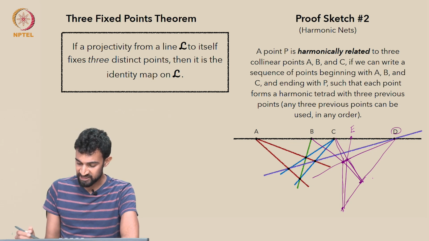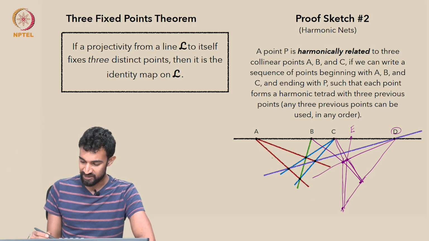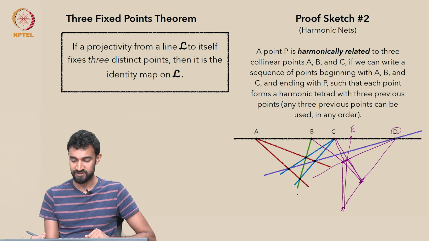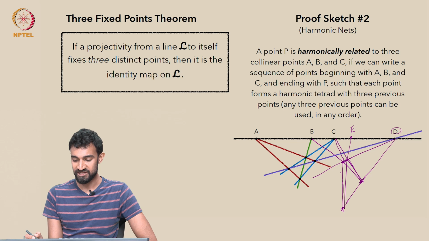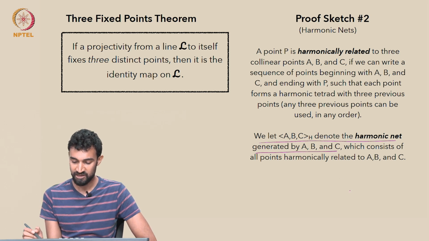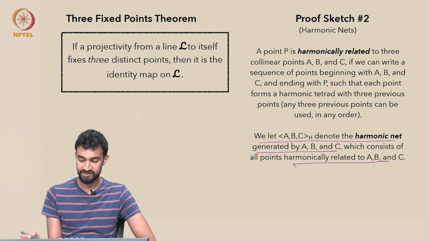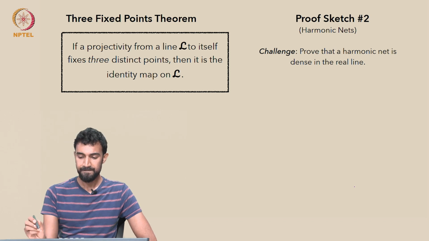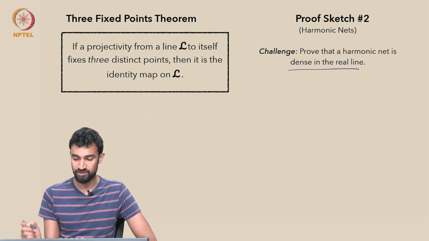And so on. We can keep adding new points this way that are harmonically related to existing points by doing more and more of these harmonic relations. It's obviously kind of cumbersome to actually do, but the interesting thing is that we can consider the set of all points generated by A, B, and C harmonically, which is called the harmonic net of A, B, and C. And it consists of all points harmonically related to A, B, and C. And as a challenge, can we prove that a harmonic net is dense in the real line?